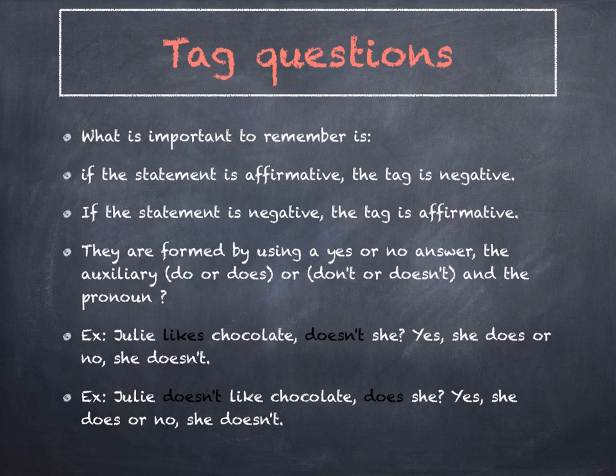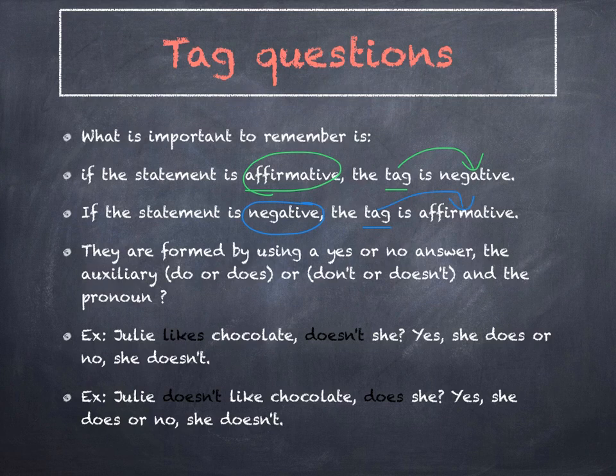Earlier, we talked about tag questions. What we said is that a tag question is a short question that is placed at the end of a statement. Here, what is important to remember is this rule. If the statement is affirmative, then the tag is negative. But if the statement is negative, the tag is affirmative. So it's always the opposite.